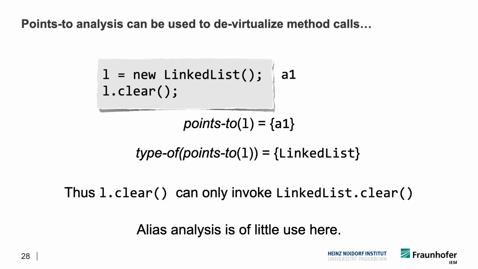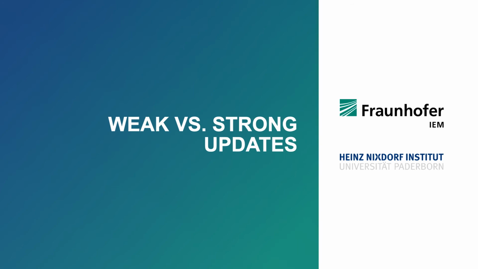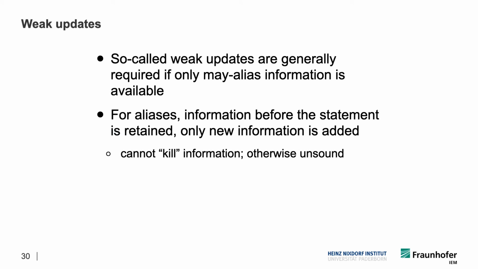I've also already hinted at this distinction between may and must alias analysis. And there's a notion that is very much related to this, in particular to the must alias analysis problem. And this is the notion of so-called weak and strong updates. So what is this all about? So-called weak updates are generally required if you only have may alias information available. And a weak update is basically an update that one of your flow functions in your flow-sensitive data flow analysis applies to an alias variable.